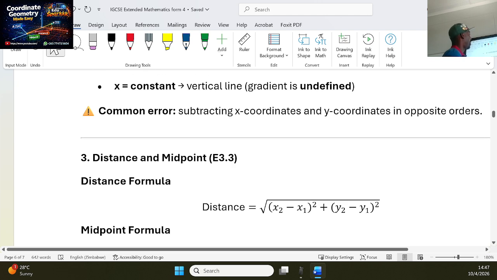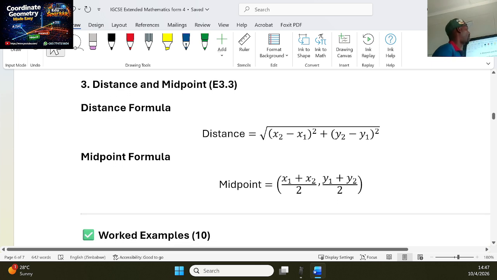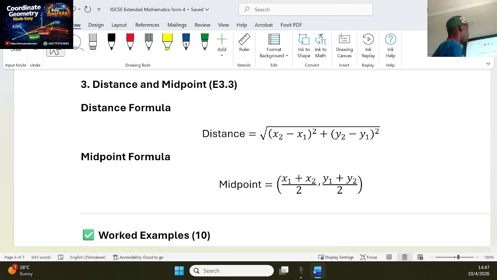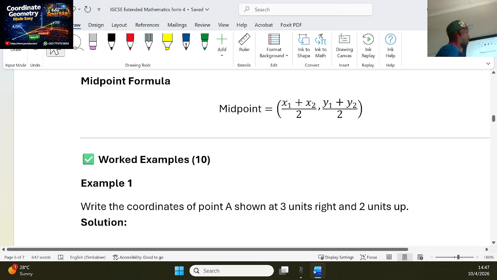Now, there's a common error, take note, of subtracting x coordinates and y coordinates in opposite orders. That might lead us to wrong solutions. Now, for the distance formula, we have change in x squared plus change in y squared. It's more like the absolute distance between 2 points. That is drawn from the Pythagoras theorem. Midpoint, we find the average of corresponding points on a line, similarly for the x and y.